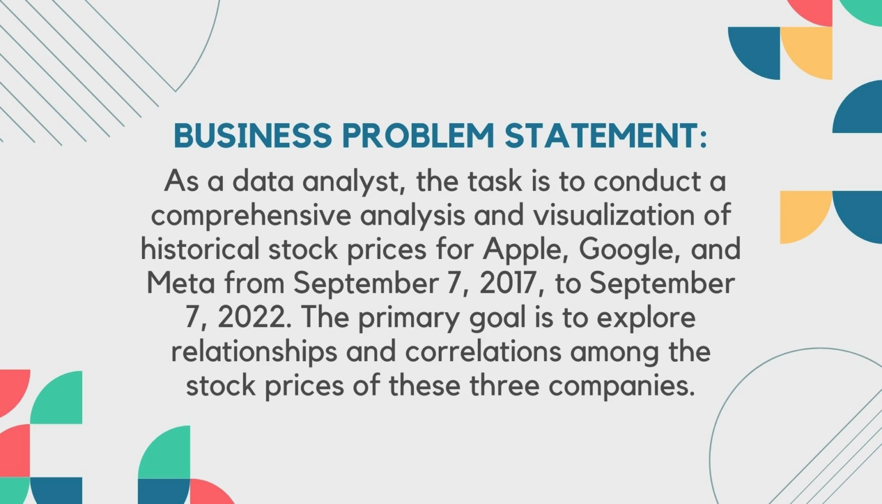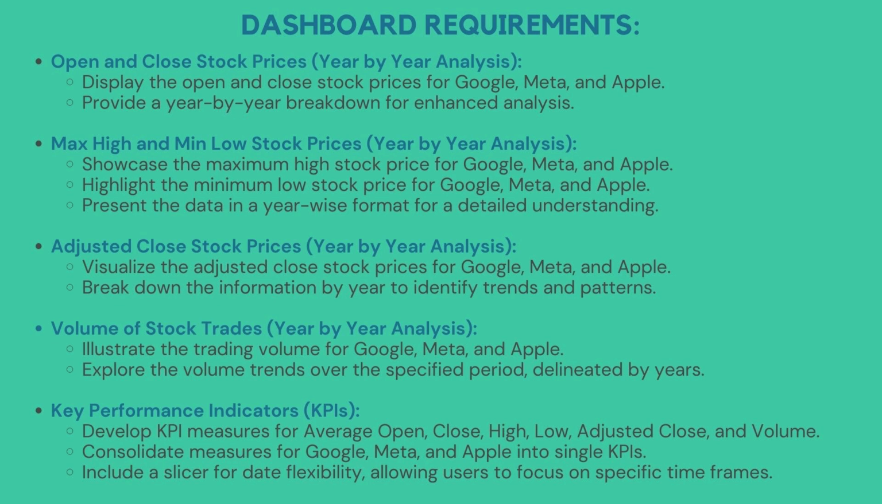So before going into our analysis, let's take a look at the business problem. We have to make a dashboard, and in this dashboard we have to make different kinds of visuals, like the open and close stock prices of Apple, Google, and Meta, and we have to perform this by year analysis. Secondly, we have to define the maximum high stock prices and minimum low stock prices of Apple, Google, and Meta, and we have to define year analysis.